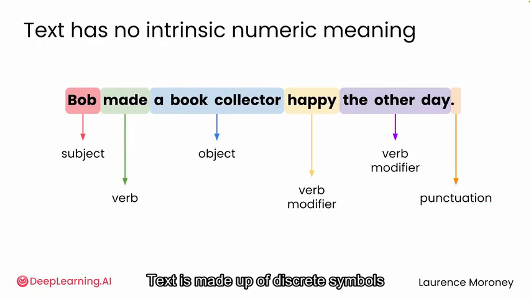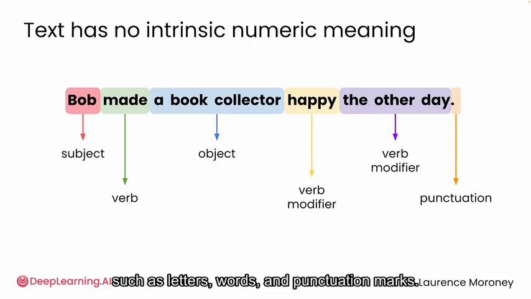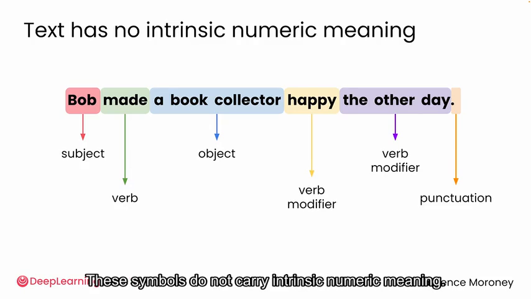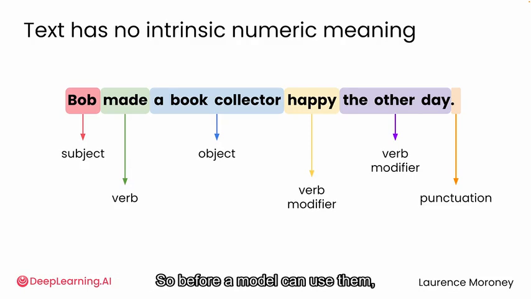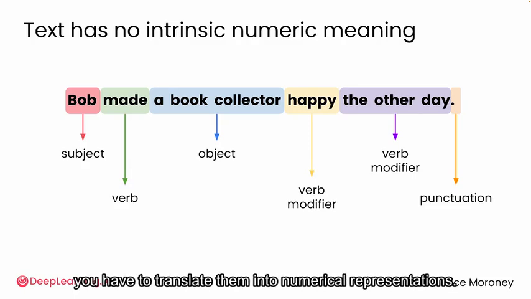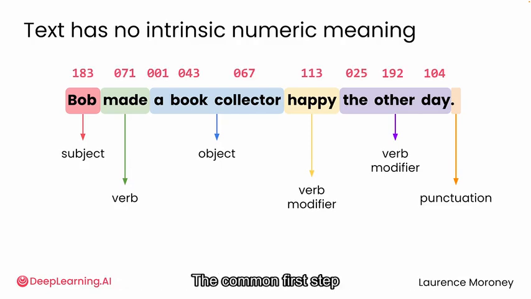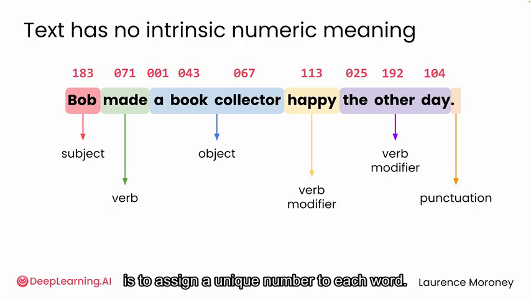Text is made up of discrete symbols such as letters, words, and punctuation marks. These symbols do not carry intrinsic numeric meaning, so before a model can use them, you have to translate them into numerical representations. A common first step is to assign a unique number to each word, but once text is converted into numbers, it can still behave very differently from other types of data.